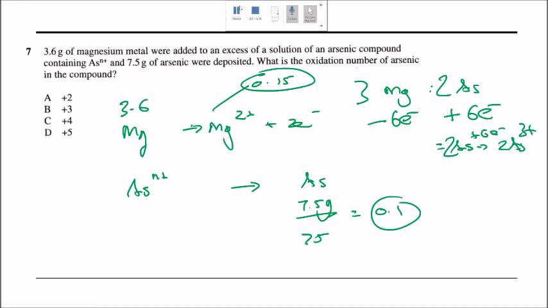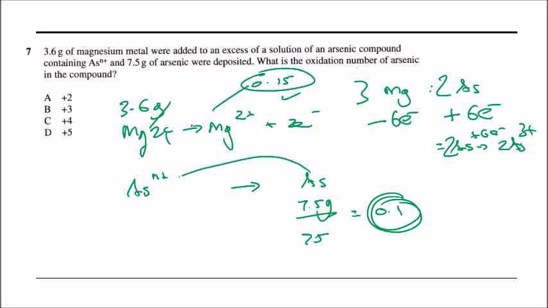Okay, so we first of all work out the moles of the magnesium and the moles of the arsenic that's made. We have 3.6 grams of magnesium, which divided by the 24 gives me 0.15 moles of magnesium. My arsenic is 7.5 grams, and that's divided by 75, the atomic mass of arsenic, which gives me 0.1 moles of arsenic.